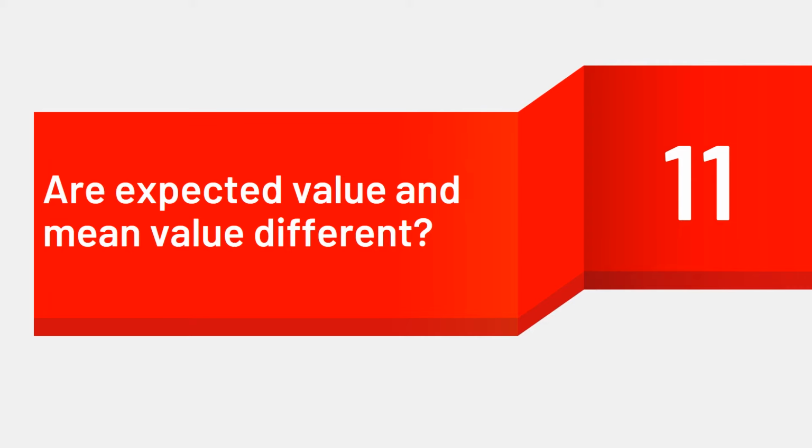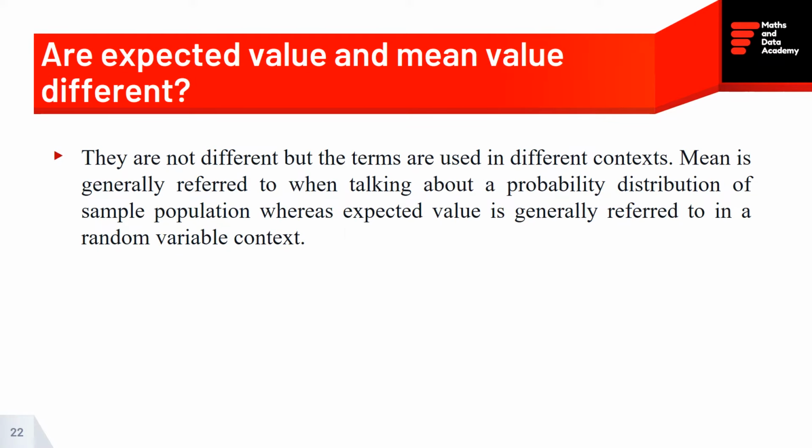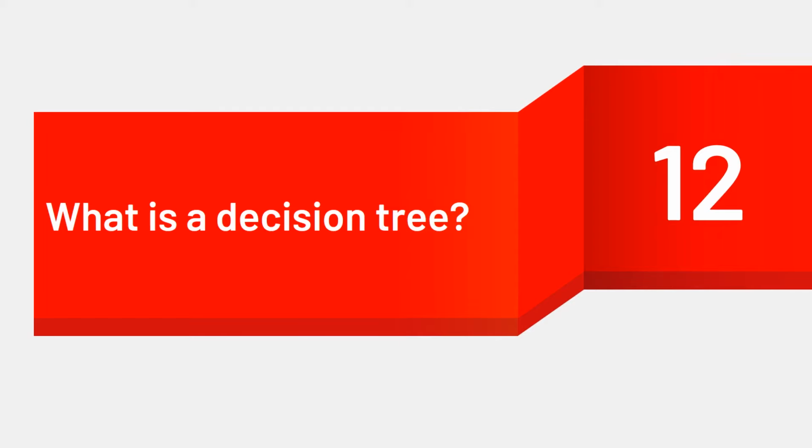Are expected value and mean value different? They are not different, but the terms are used in different contexts. Mean is generally referred to when talking about the probability distribution of sample population, whereas expected value is generally referred to in a random variable context. What is a decision tree?